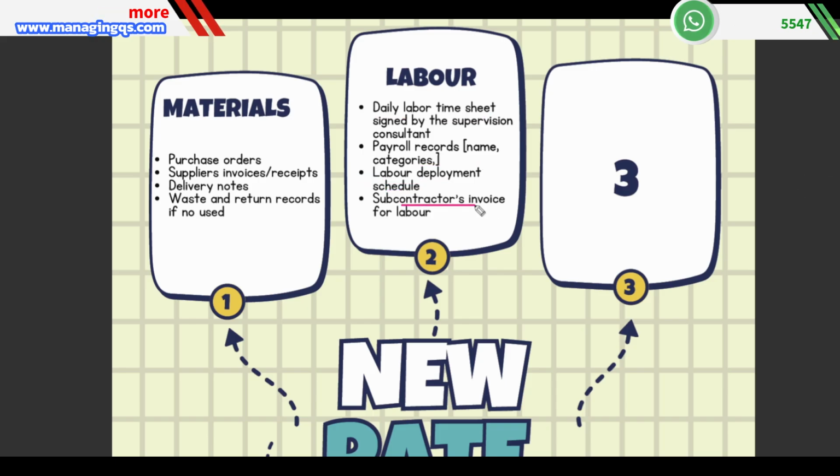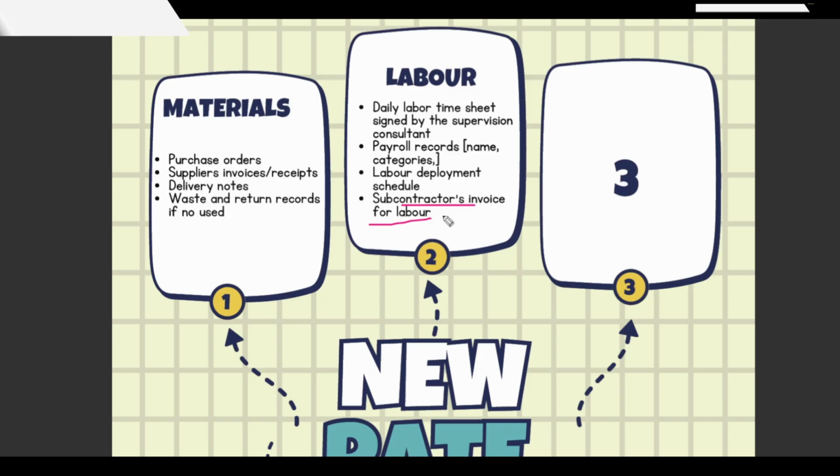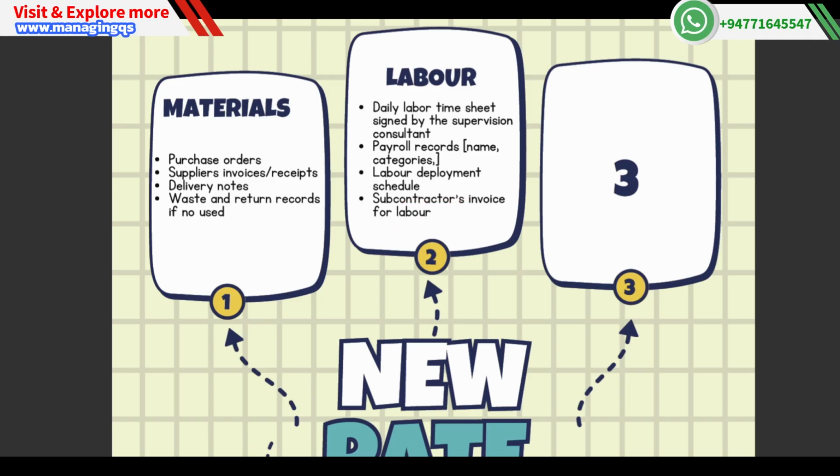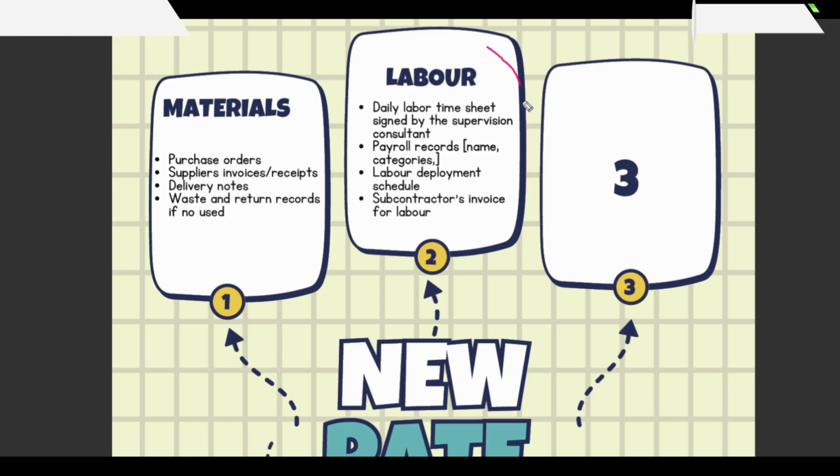And also the subcontractor invoice for labor. Sometimes the main contractors hire some other manpower supply subcontractors, so they hire some people from that subcontractor. So that's the case. If they hired any laborers from other subcontractors, we have to confirm these subcontractor invoices. This is very important supporting documentation for the labor cost approval.